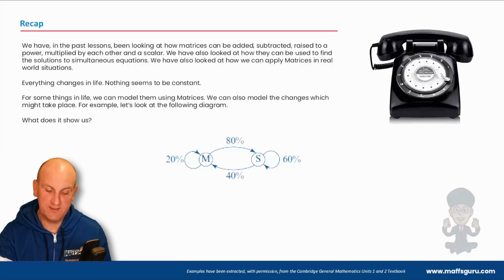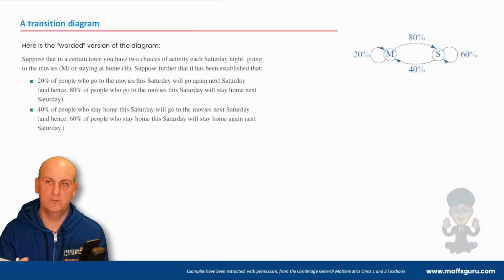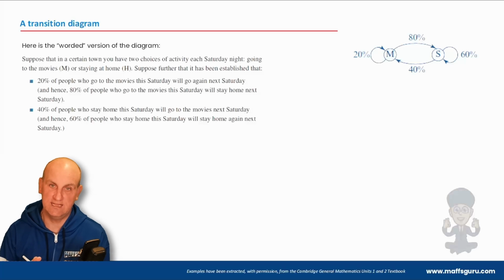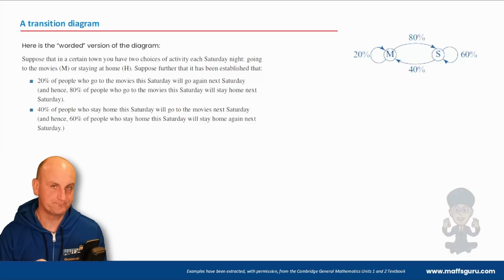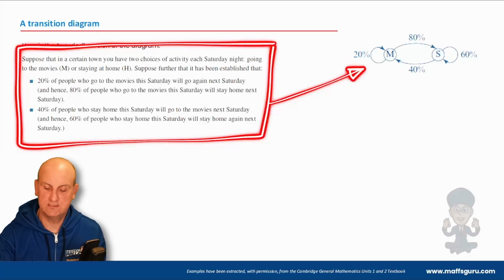Now, again, one of the big things that you need to work out here is what do we notice? When we look at the things that are coming, 20 and 80 add up to 100%. And 60 and 40 add up to 100%. So these percentages have to add up to 100%. Now this thing there is called a transition diagram. And we would generally start with the worded version of the transition diagram. Now all of these words here eventually turn into that one there.